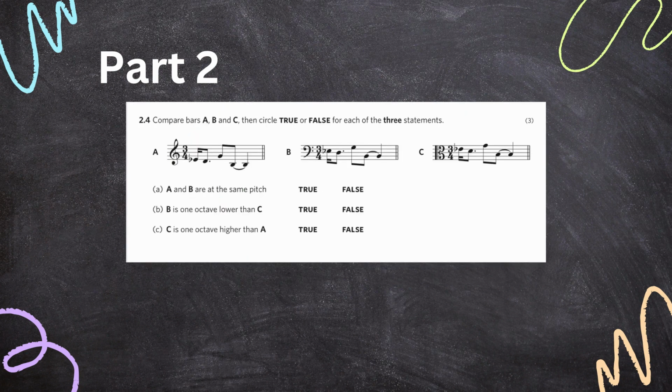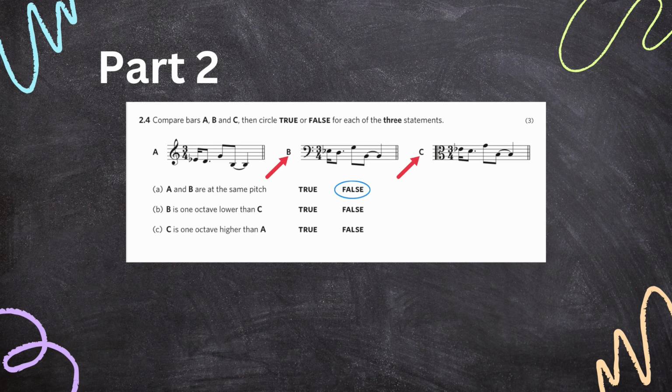In question 2.4, there are 3 phrases for you to compare. Then you need to choose true or false for each statement. The first statement says that A and B are at the same pitch. Passage A starts at the E flat above middle C. Passage B starts at the E flat below middle C. A and B are actually an octave apart, so the answer is false.